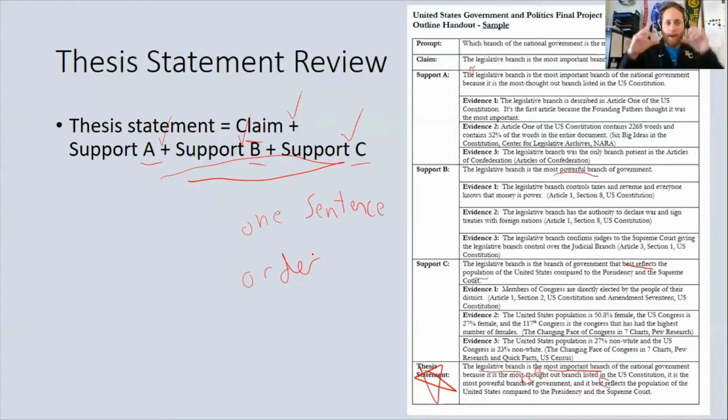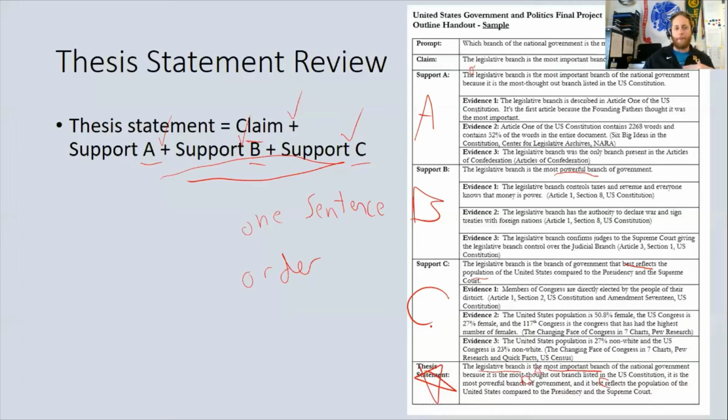So if I'm doing a 5-paragraph research paper, your first paragraph is going to be your introduction that includes your thesis statement. Your second paragraph is going to talk all about A. Your third paragraph is going to talk about B. Your fourth paragraph is going to talk all about C. And then your conclusion is going to wrap everything up, and you're going to restate and rephrase some parts of your argument to remind the reader what you're talking about.